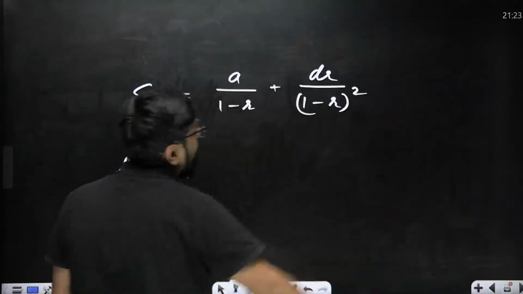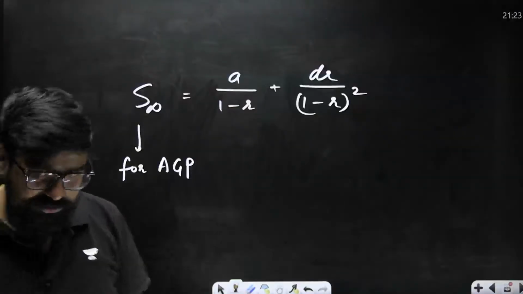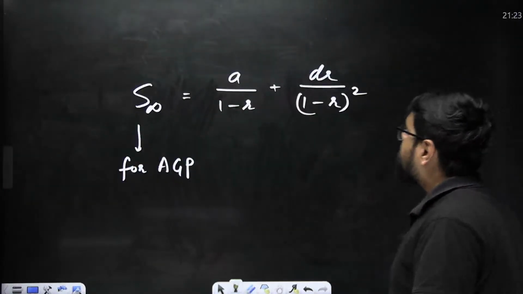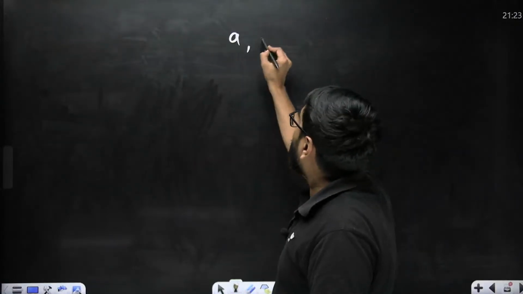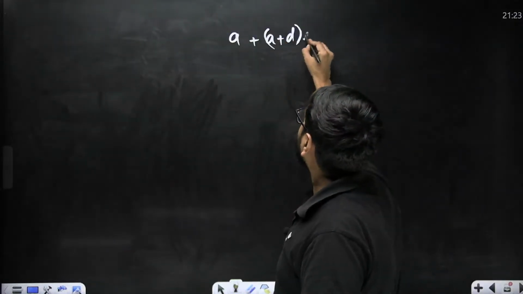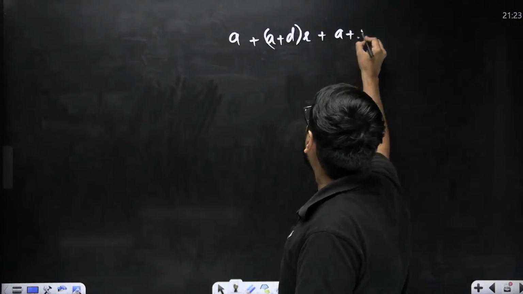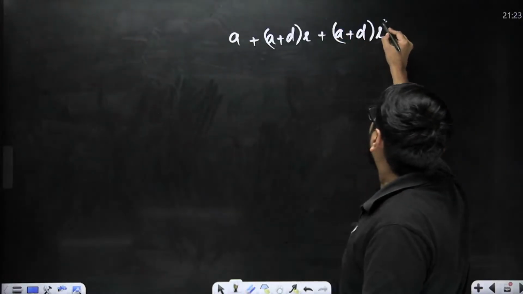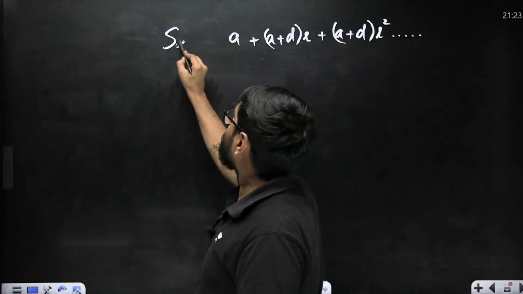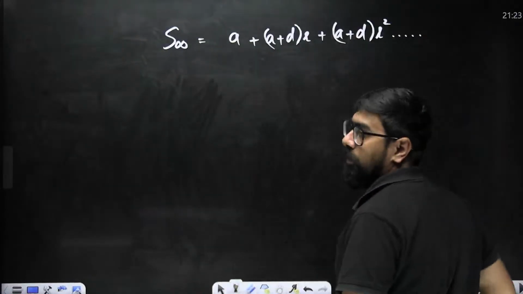This is the formula. How is this coming? I'll show you how this is coming, right? When we have a plus d into r plus a plus d into r square, these infinite terms, infinite terms of an AGP. This is AGP.